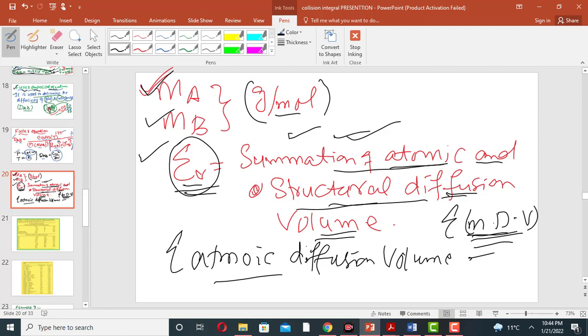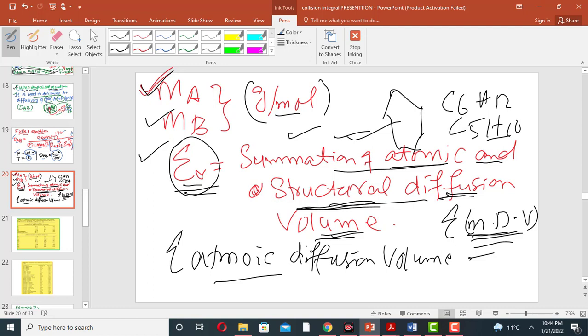The structural diffusion can also be the summation of structural diffusion volume for a structural compound like hexane, it can be C5H10, or for benzene, a structural molecule. Structural diffusion volume will be used for structural compounds. So now this is the Fuller equation.